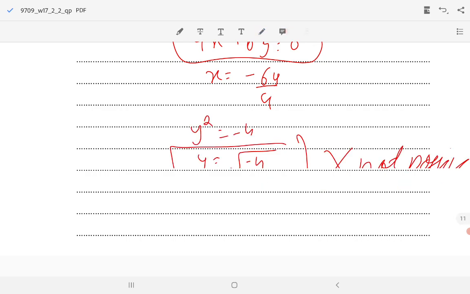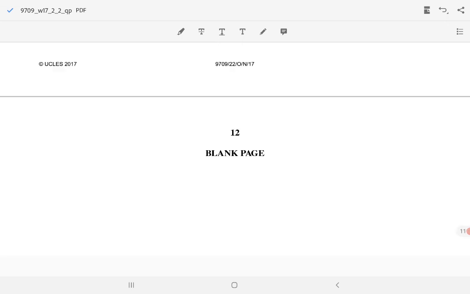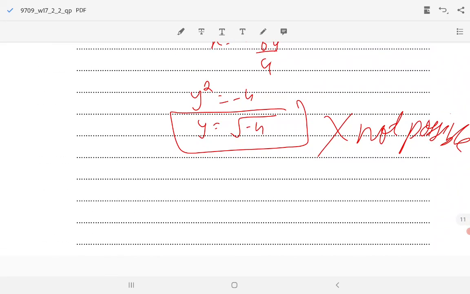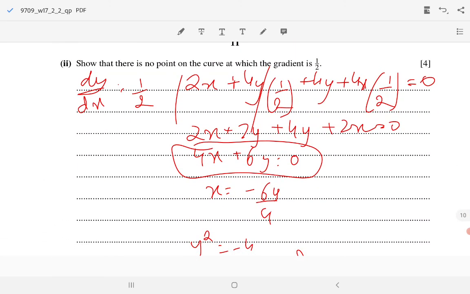Thus, now we have ended the paper. This is not possible. Thus, there is no point on the curve where the gradient is half.